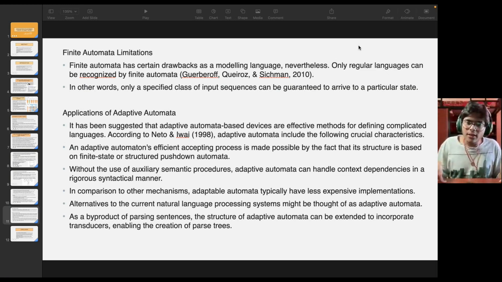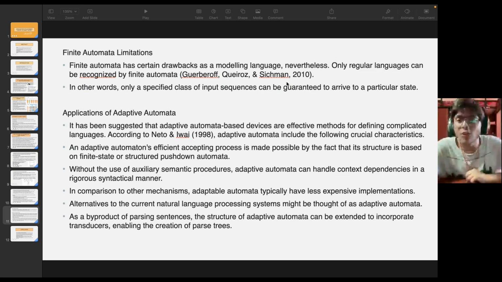Without the use of auxiliary semantic procedures, an adaptive automaton can handle context dependencies in a rigorous syntactical manner. In comparison to other mechanisms, adaptive automata typically have less expensive implementations. Alternatives to the current natural language processing systems might be thought of as adaptive automata. As a byproduct of parsing sentences, the structure of adaptive automata can be extended to incorporate transducers, enabling the creation of parse trees. We will see parse trees in the upcoming lectures.